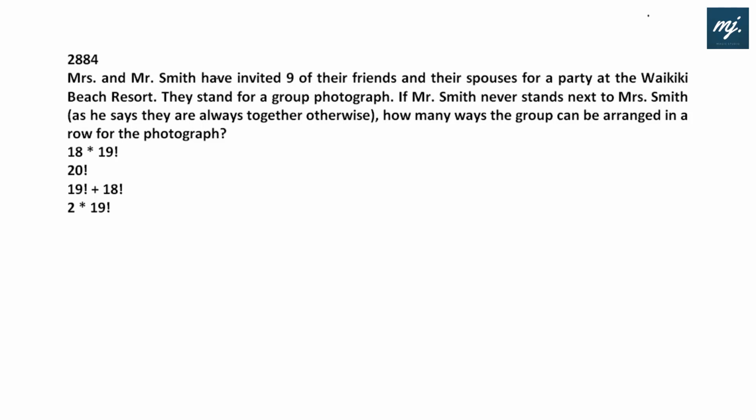Mrs. and Mr. Smith have invited 9 of their friends and their spouses. That means they have invited 18 people, and they themselves make 20 people in the group for a party at Waikiki Beach Resort. So there are 20 people. They stand for a group photograph. If Mr. Smith never stands with Mrs. Smith, how many ways can the group be arranged in a row for a photograph?